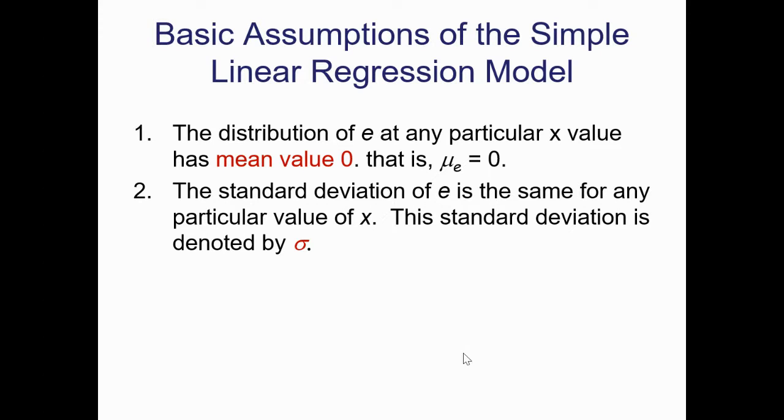The standard deviation of your errors is the same for any particular value of X. And we denote this with sigma, just like we have for most standard deviations. Now, as far as regression output goes, we tend to say that this is S sub E, which you may remember from chapter 5. The sample standard deviation of the errors.